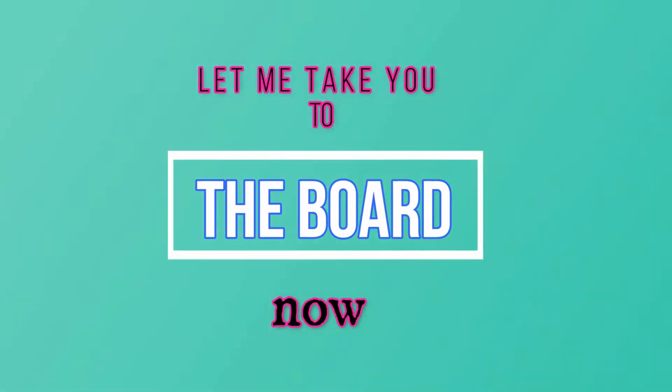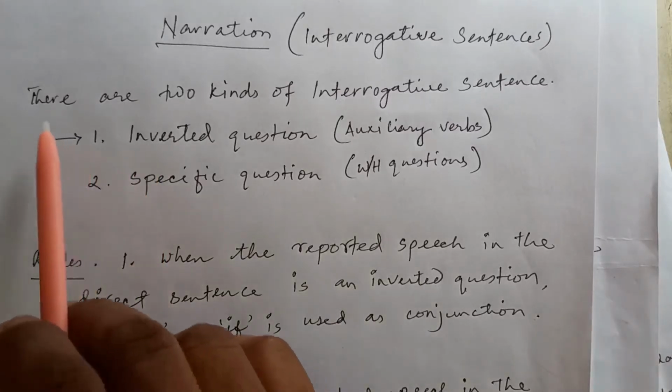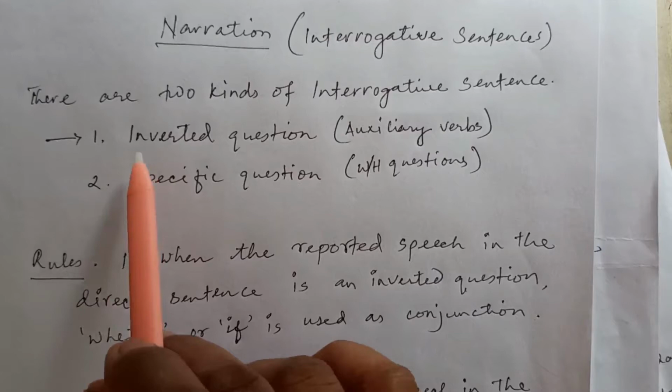Let me take you to the board and explain with examples. So today we will be doing interrogative sentences. Here are some important things for you to know. The first thing is, when we talk about an interrogative sentence, it is a sentence that asks a question. Generally, when a question is made, there are 2 different kinds of questions.